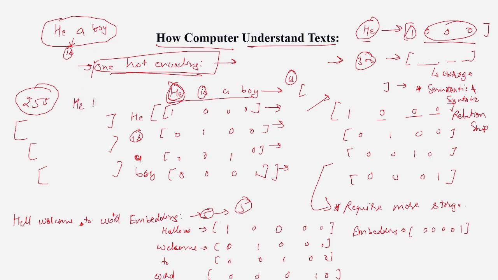Suppose it gives a result like "he boy." This does not make sense. So one-hot encoding does not preserve semantic and syntactic relationship. For this we have different techniques like count vectorizer and TF-IDF, term frequency inverse document frequency. These are the other techniques we will discuss later. Let's jump to the next slide.